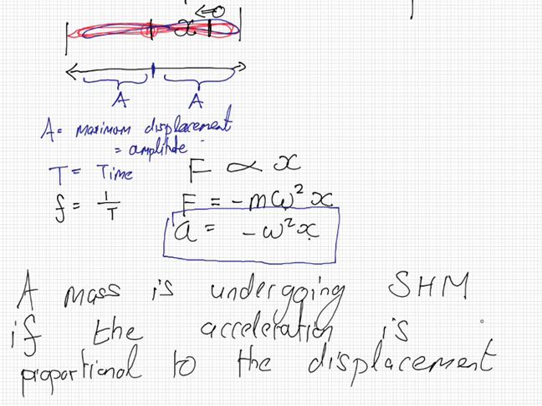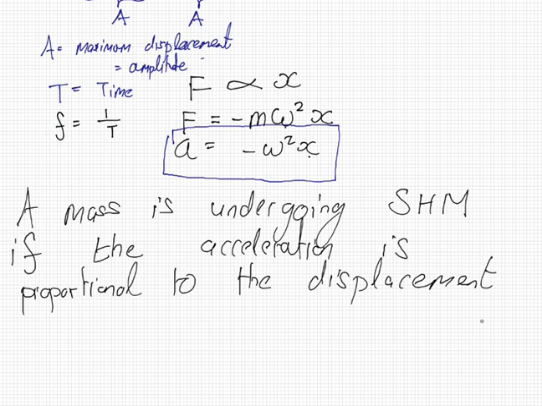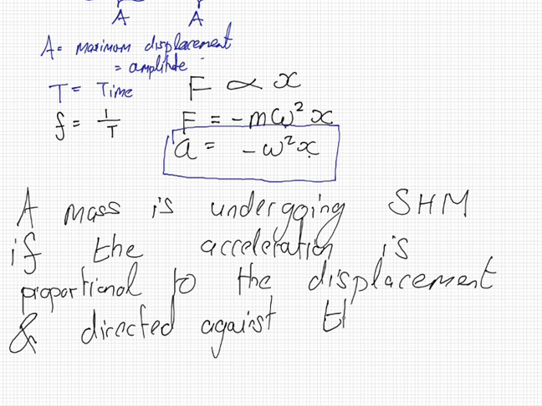Is directed towards the center. Yeah, but I'll put it the other way. I'll say, and is directed against the velocity. So it's always opposite to the way it's moving. So if it's going this way, the force is pulling it back that way. So I'll say proportional to the displacement and directed against the direction of velocity. I'll just write the velocity's direction.